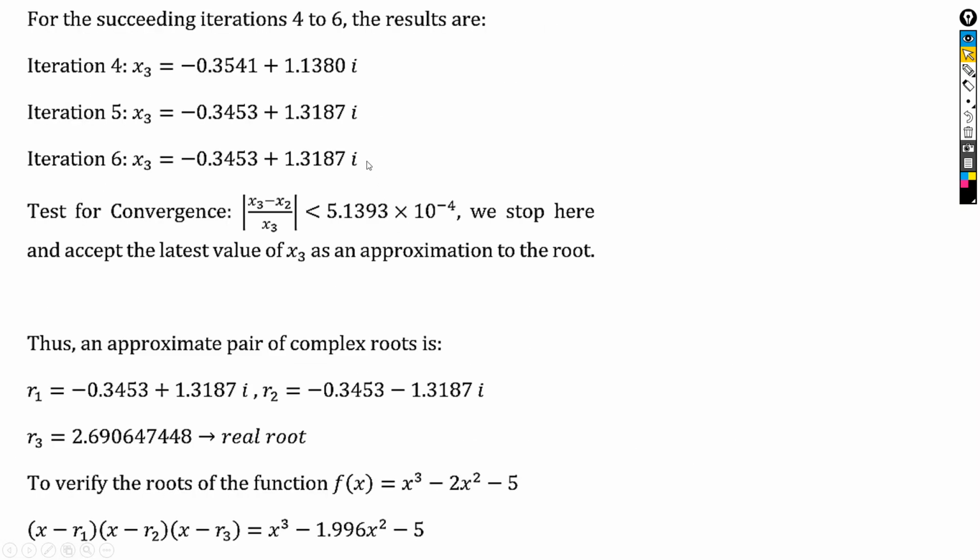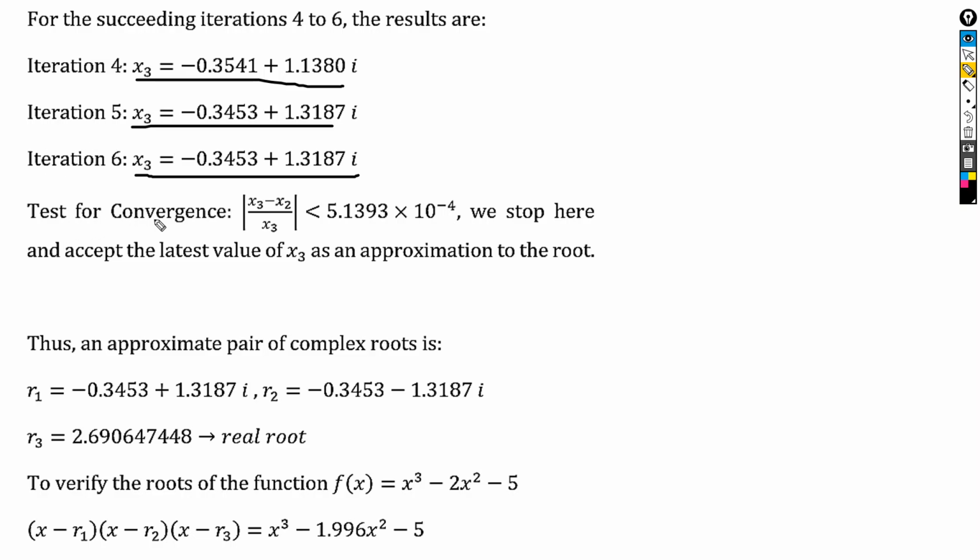For the succeeding iterations 4 to 6, using the repeated iteration process we presented in the solutions earlier, we get the value of x3 for iteration 4. Iteration 5 gives also this one. As you can see, we already have the root, since iterations 5 and 6 repeat the same value.